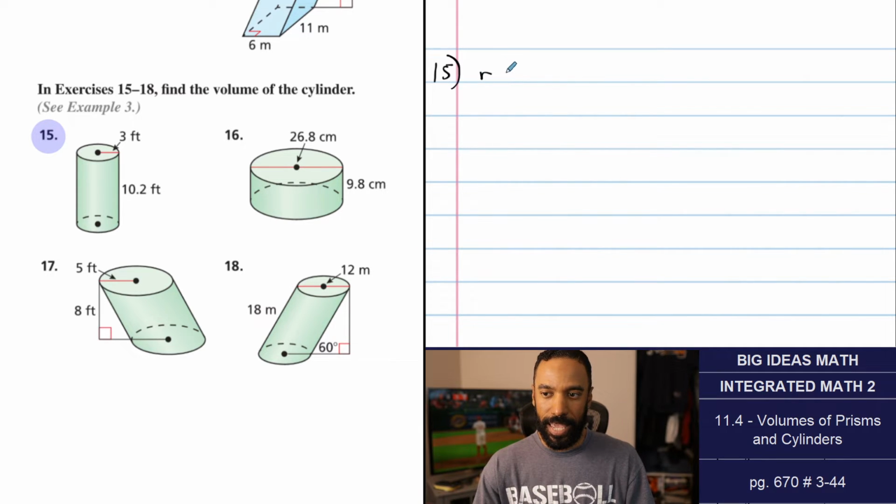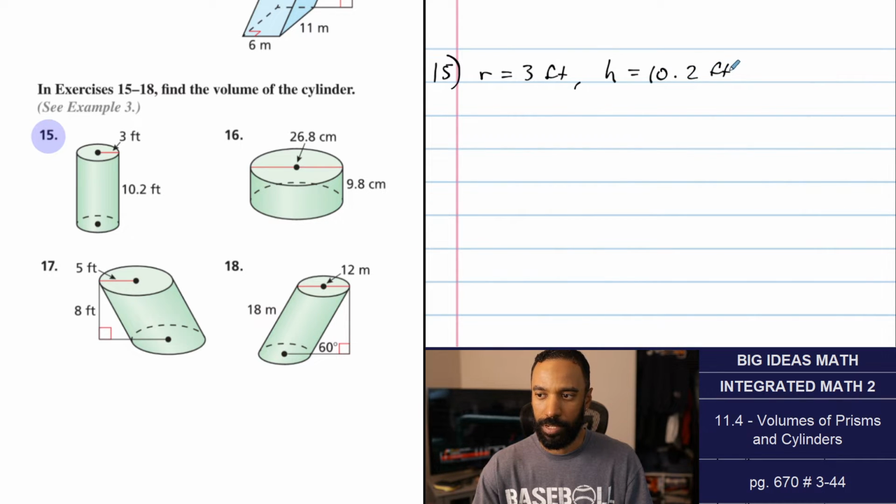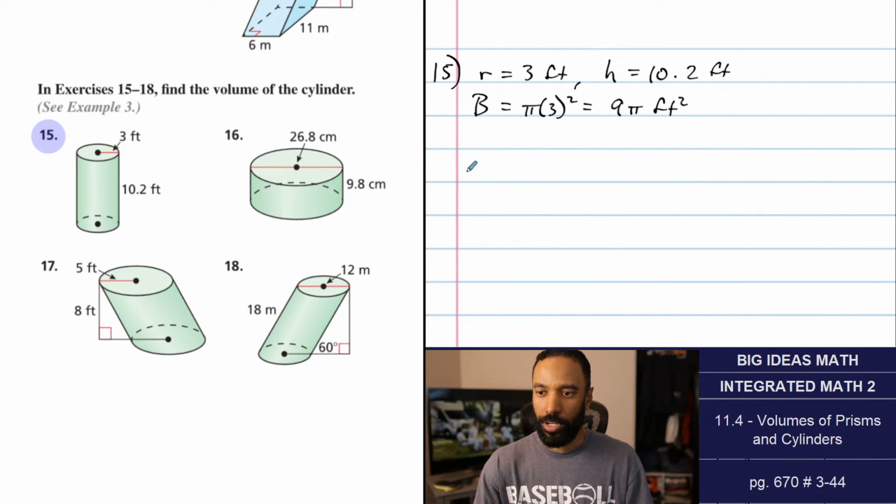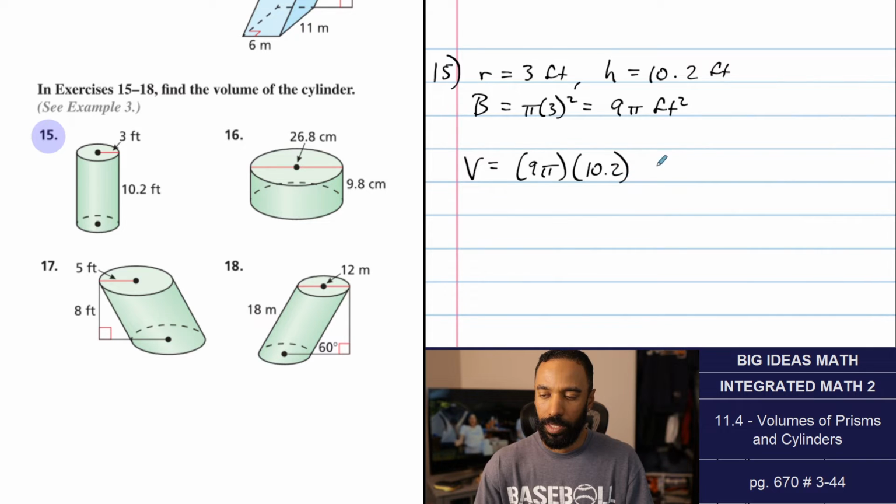So your radius and your height are the two things we need to know this time to get area of base. The radius is 3 feet. The height is 10.2 feet on this first question, number 15. So the area of base given the radius is pi times 3 squared, or 9 pi square feet. We are going to do area of base times height in this case. So 9 pi times 10.2.